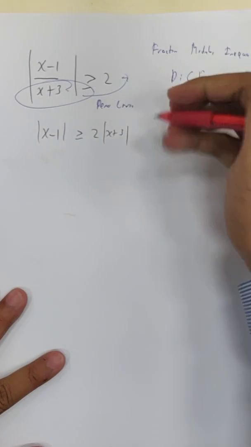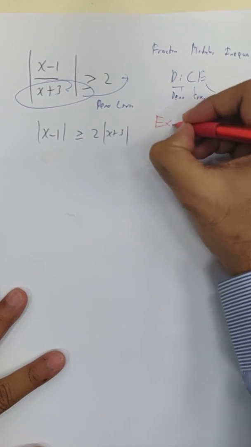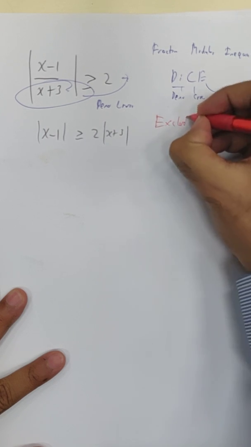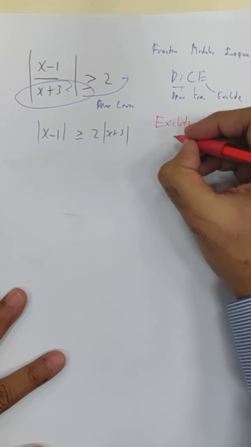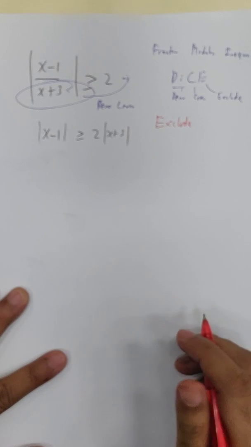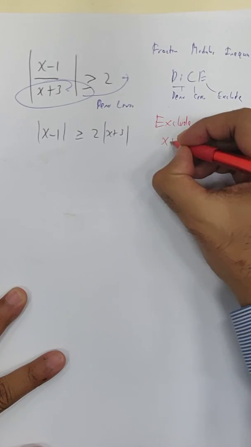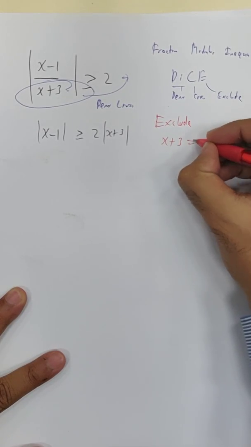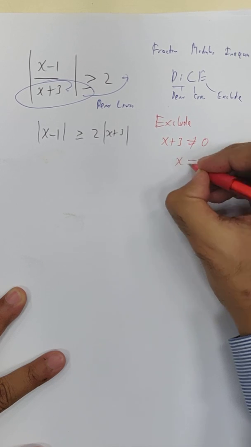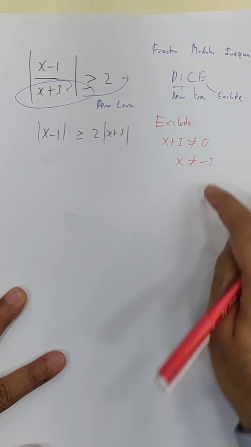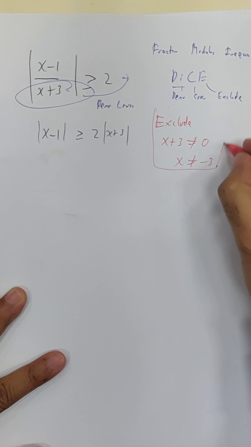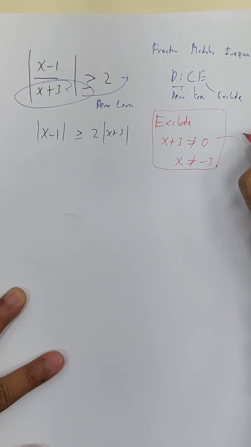You need to exclude. So what do you want to exclude? x plus 3 not equals to 0, x not equals to negative 3. What happens if you did not do this step? You get 0 marks. You forget, 0 marks in exam.